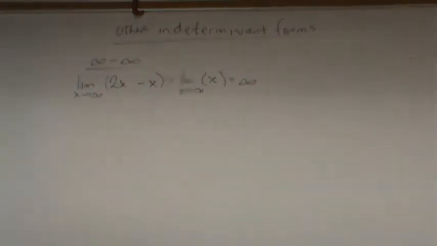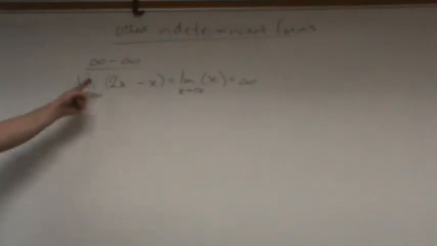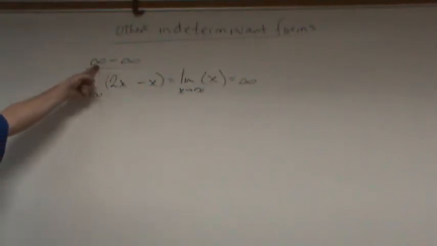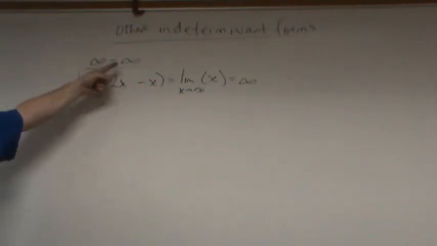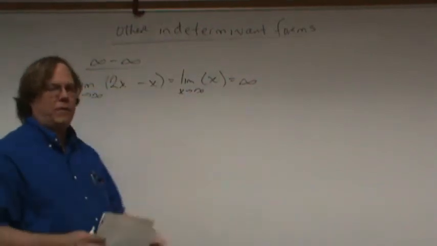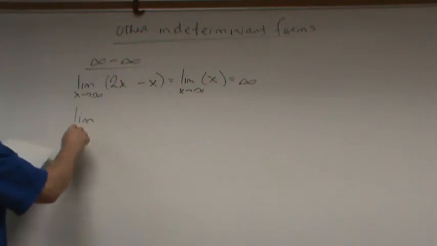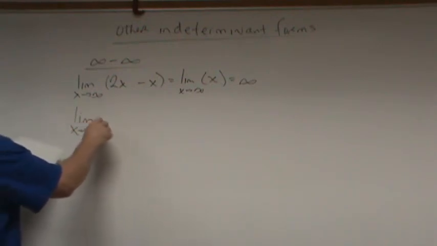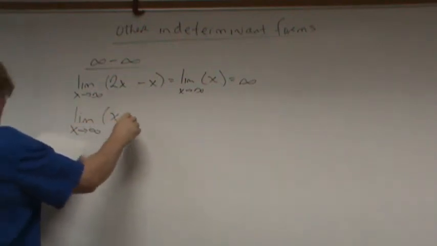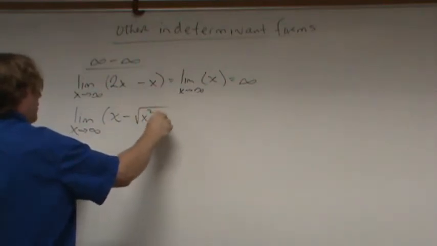Infinity, right? Essentially it's saying if I have infinity minus infinity, but this infinity is way bigger than that infinity, then I still get infinity. But what if I have this? The limit as x approaches infinity of x minus the square root of x squared plus x.